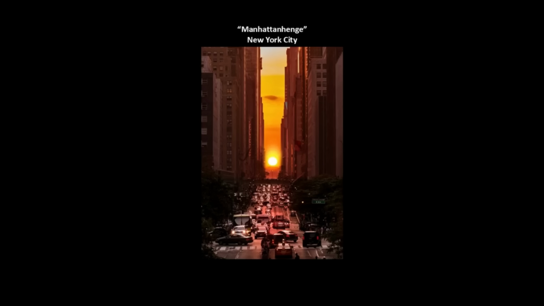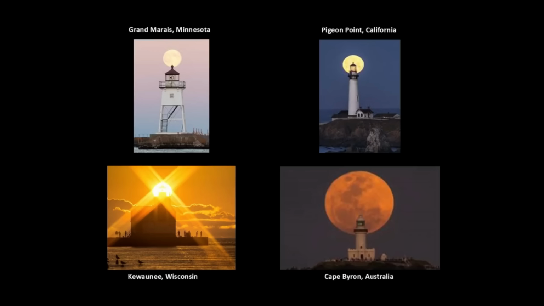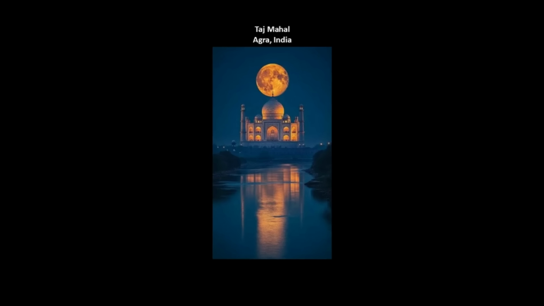A phenomenon known as Manhattan Hinge occurs twice every year, in which the setting sun or the rising sun is aligned with the east-west street grid of Manhattan on dates evenly spaced around the summer solstice and winter solstice. There are similar alignments with the sun and street plan that occur in other major cities like Toronto, Baltimore, Chicago, and Montreal. I find these precise astronomical alignments occurring with the tops of lighthouses and places like the Taj Mahal in Agra, India, to name a few of many.